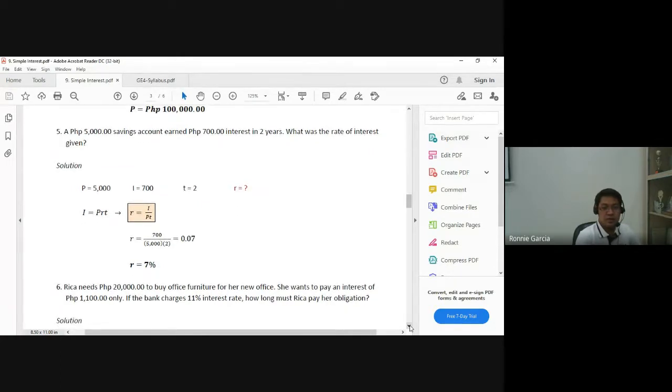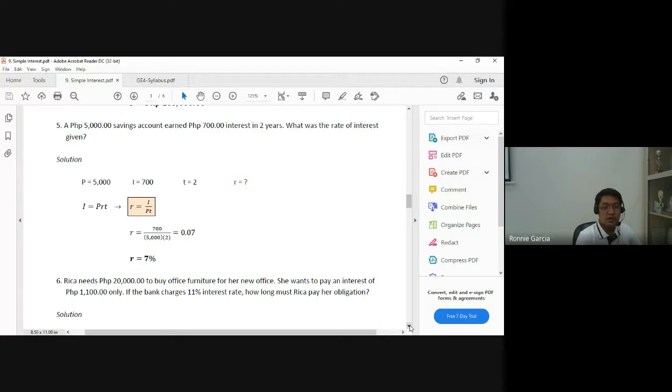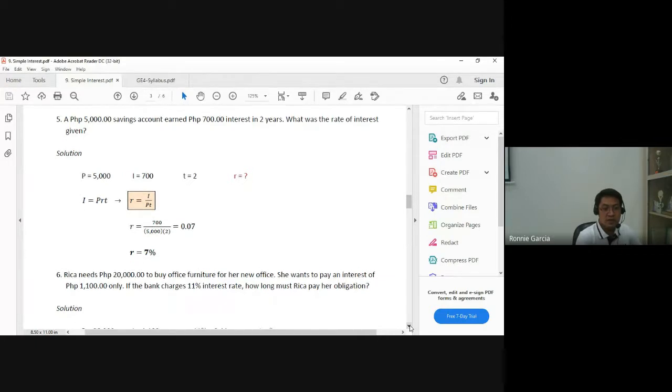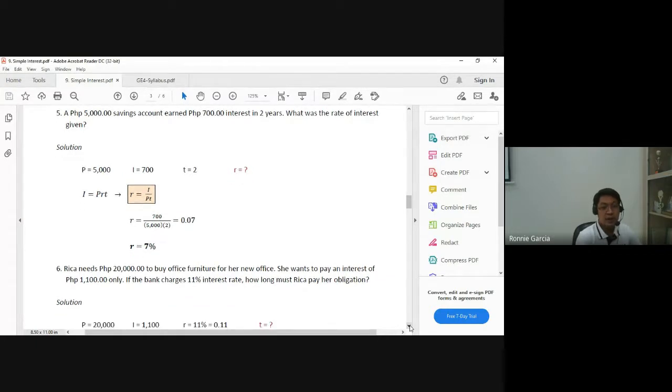So here we have the solution. First is to identify the given. What is 20,000 pesos here? That's the principal, the money to be used. Then the interest should be 1,100. So that's I. She wants only 1,100 as interest on her 20,000. The bank's charge is 11%. So 11% is the rate, equivalent to 0.11 in decimal. How long? It's very clear that the unknown is T.